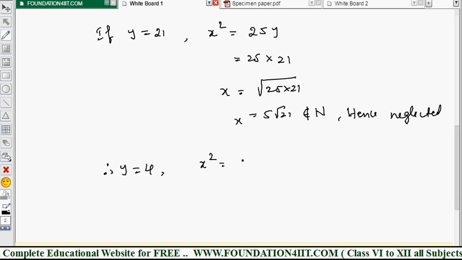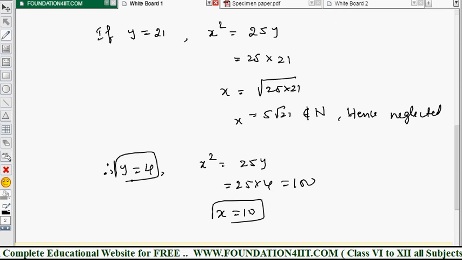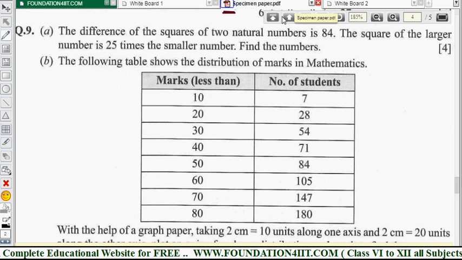Similarly, x square is equal to 25y, so 25 into 4, that is 100. If x square is 100, then x is equal to 10. So x is 10 and y is 4. Hence the numbers are 10 and 4. Right? These are the two.